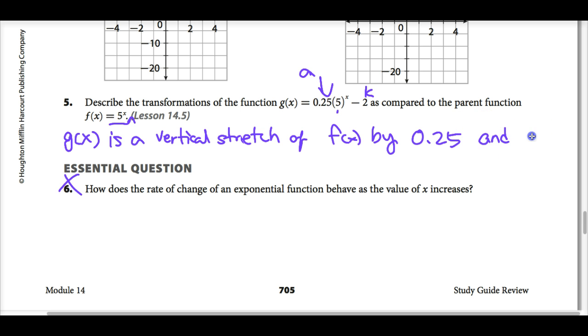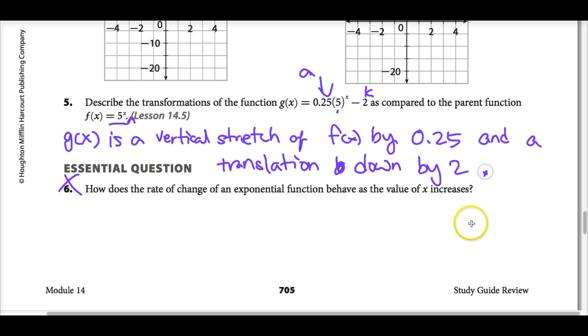And the translation, that means it goes down. The translation is down by 2. That means the graph goes down by 2. And that's all you have to say.